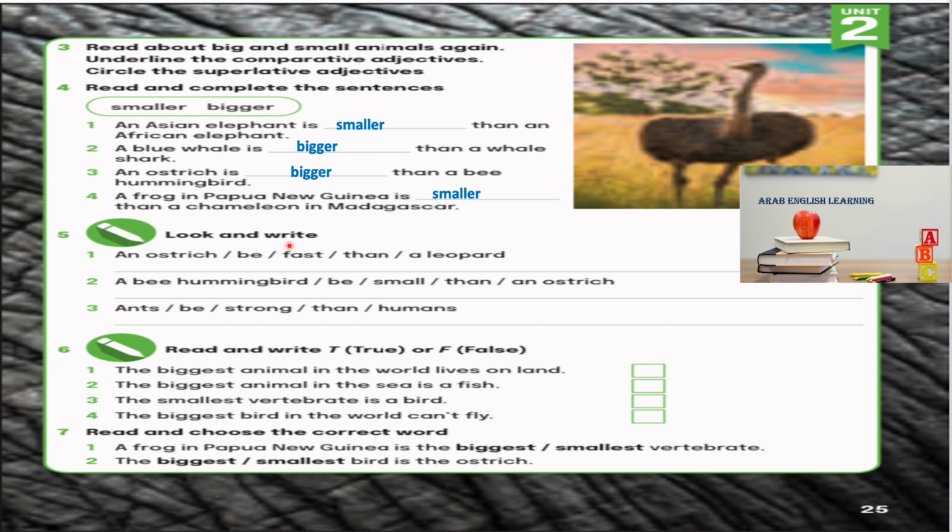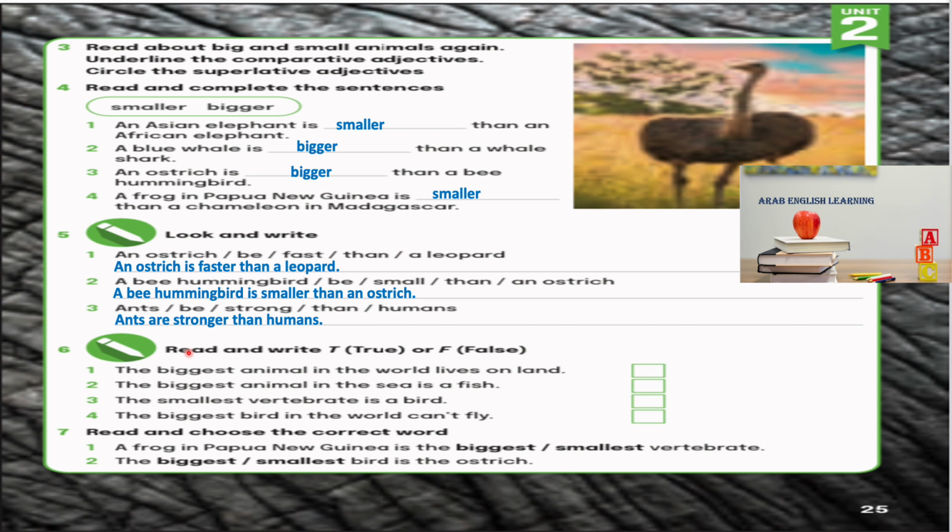Exercise 5. Look and write. We will correct the forms and write it in the correct form. Verb to be can be is or am or are. 1. An ostrich is faster than a leopard. 2. A bee hummingbird is smaller than an ostrich. 3. Ants are stronger than humans.